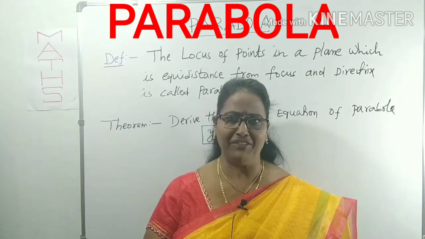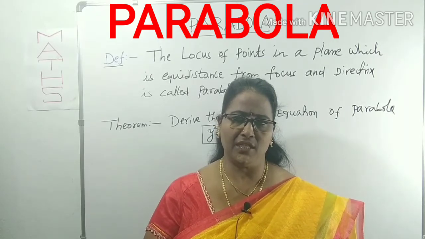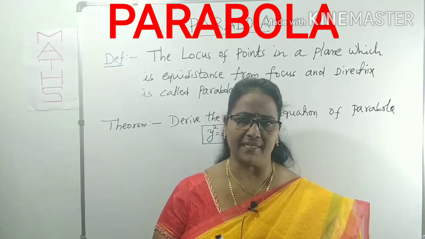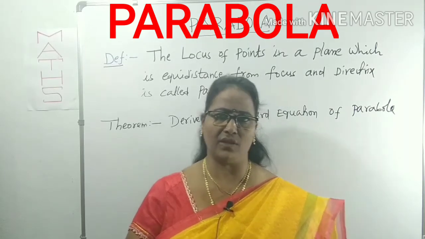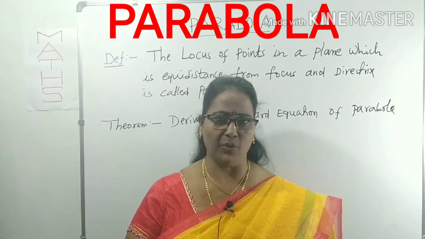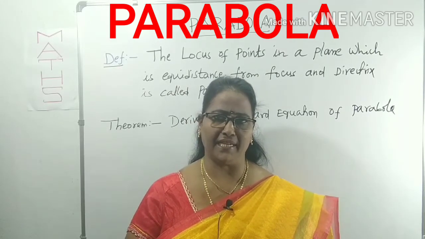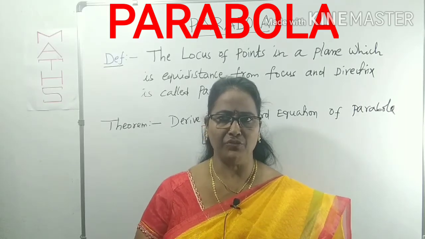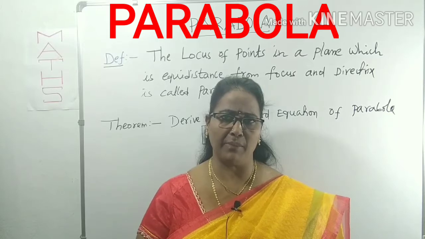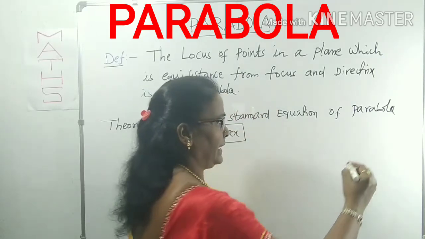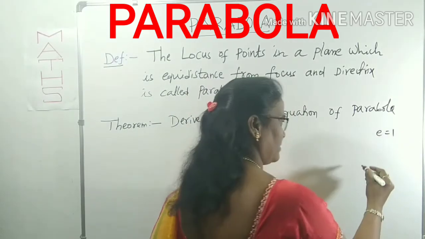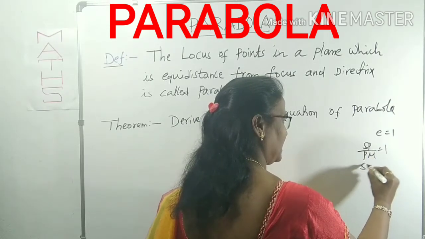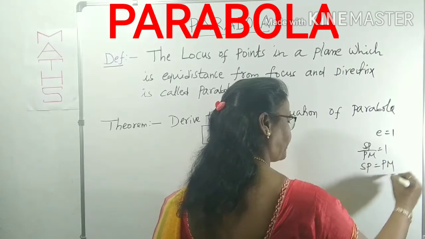First, we come to the definition of the parabola. Already I gave the conic definition, in which I spoke about S and the directrix. S is called the focus, that is the fixed point. The directrix is the fixed straight line L equal to 0. If you know the focus and directrix: when the E equals 1, the conic becomes a parabola, which means SP by PM is equal to 1, and indirectly SP is equal to PM.